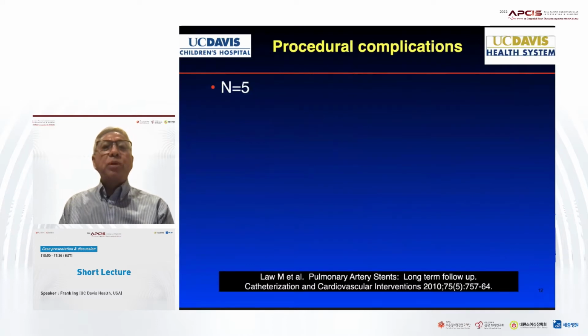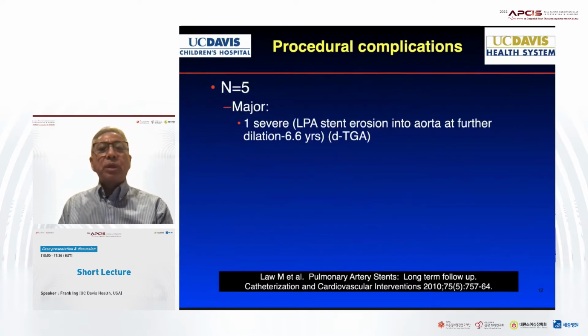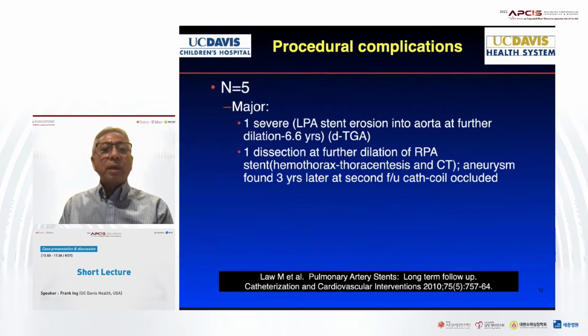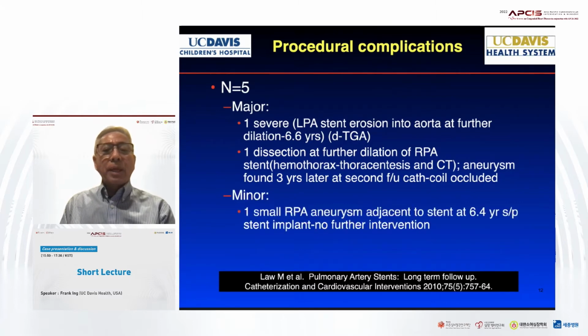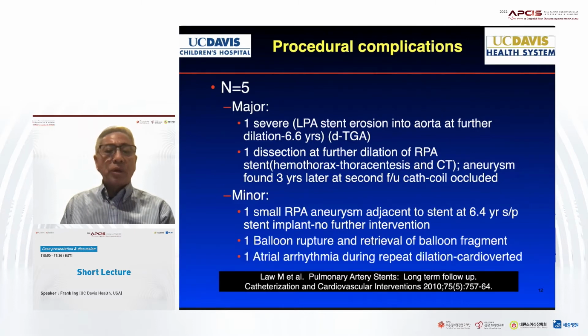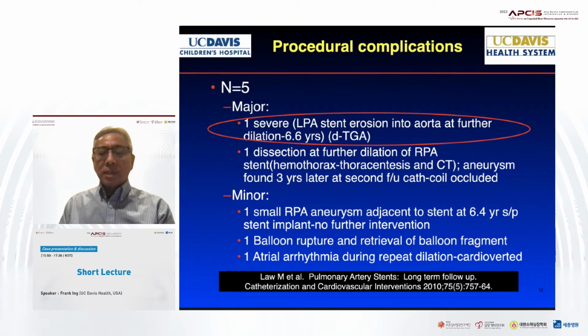If you look at the procedural complications, there was, as I mentioned, the erosion from the further dilation in the transposition patient. There was 1 that had a dissection that led to a hemothorax, and that was taken care of, and then an aneurysm was found at the follow-up cath, and that aneurysm was coiled. There were several minor complications, like a small aneurysm, a spleen rupture, having to retrieve a fragment, and some arrhythmias. So that erosion was the most important. And again, as I said, this has been reported in cases already, especially in transposition and the LeCompte maneuver. We have to be careful with those.